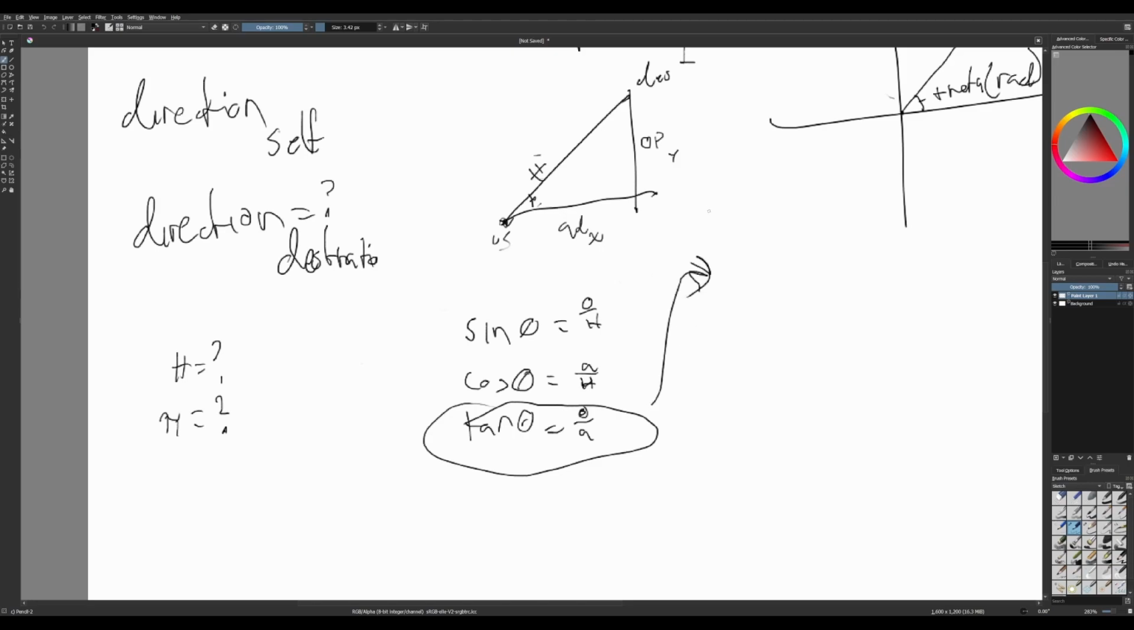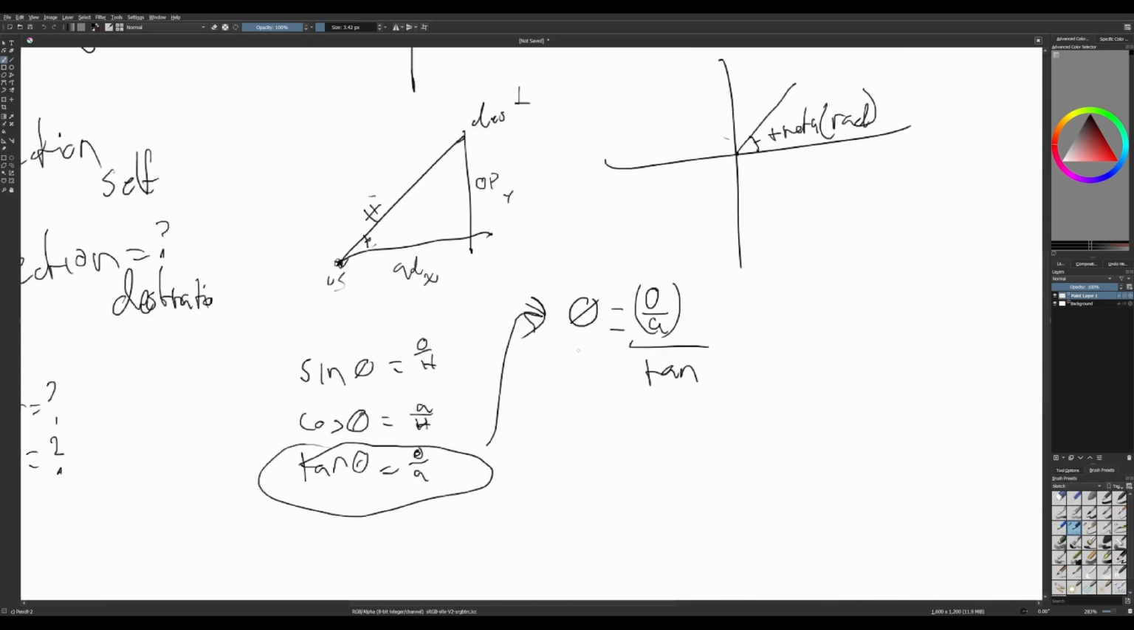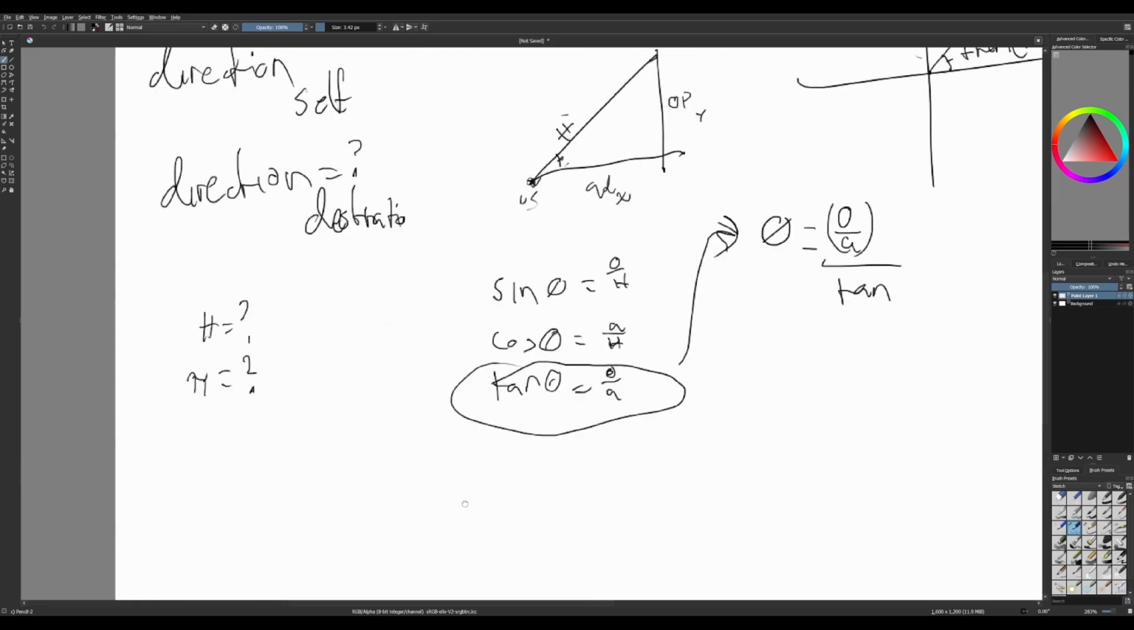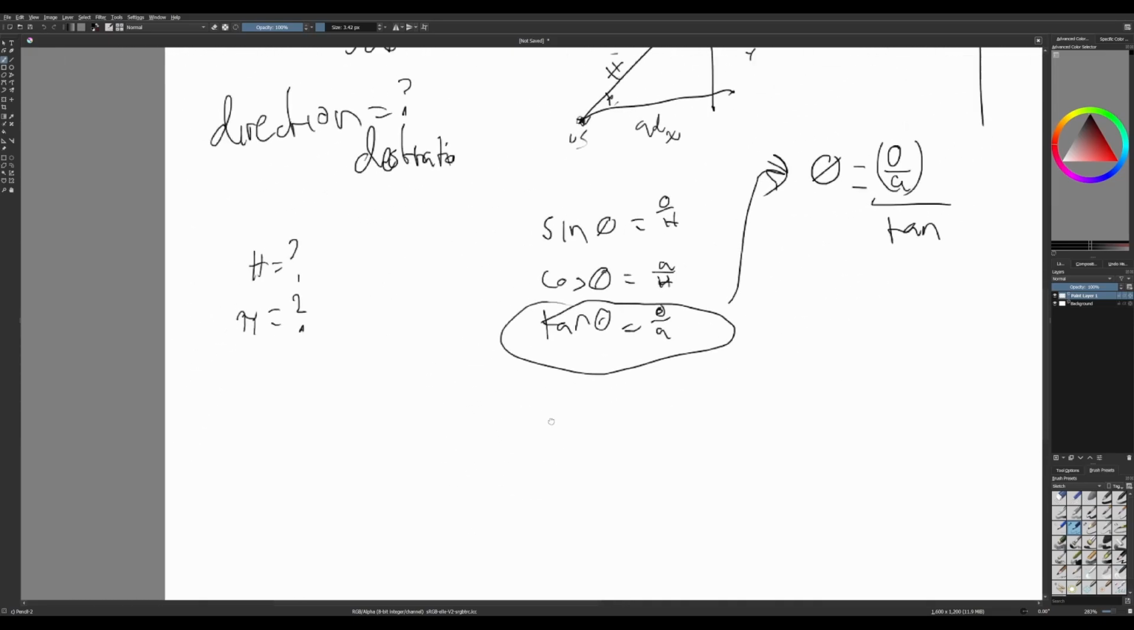Okay, check this out. We rearrange it. So to get our theta, all we need is opposite over adjacent divided by tangent. So there we go. We got our angle. But are we done yet? No, we're not done yet. Because now we got to translate it to stormworks numbers.